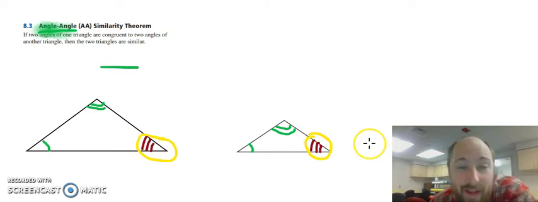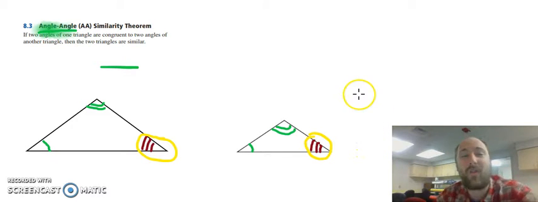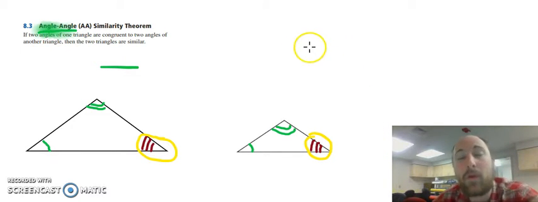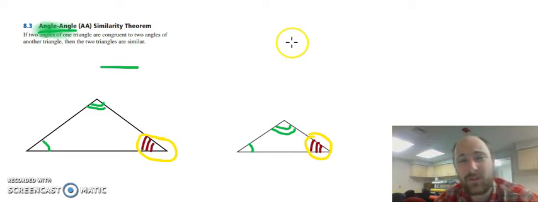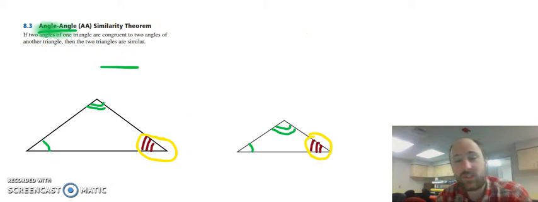And if all three angles are the same, then we know that all three sides must be proportional. The only way to make two triangles that have three congruent angles is for them to be similar, which doesn't mean that they're the same size. They don't have to be the same triangle, right? But they have to be dilations of each other. So some factor k, I'll use a new color.